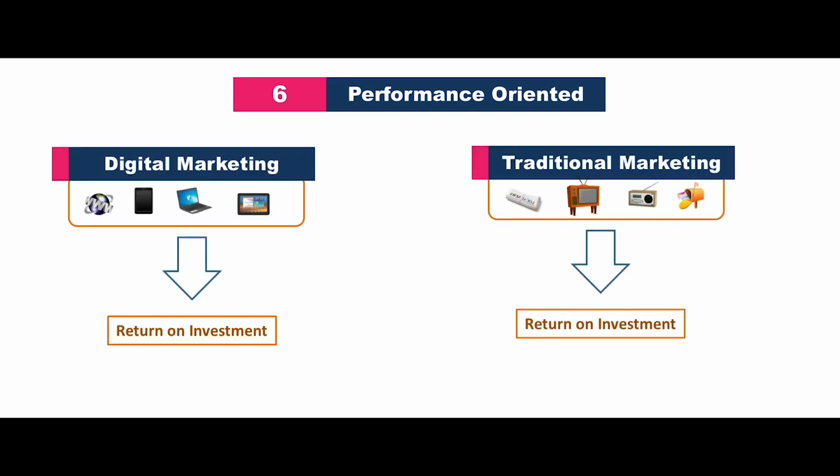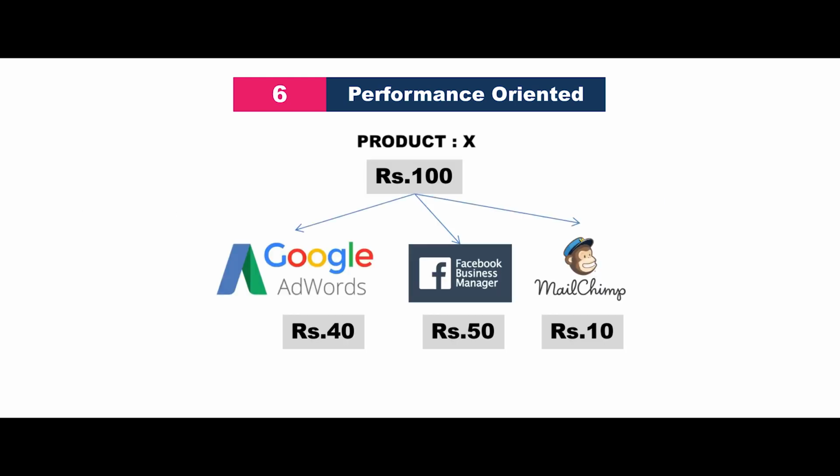Let us look at another point of difference, that is performance oriented. In digital marketing, we can measure the return on investment across all the platforms of advertising. However, this is very difficult in the case of traditional marketing. Look at this example. We are running an online marketing campaign for our product X. Our advertising budget of ₹100 is allocated across Google AdWords, Facebook, and email marketing. After a week's time, suppose 500 customers landed on our website, and out of these 500, 50 customers were finally converted, meaning they purchased something from our website.